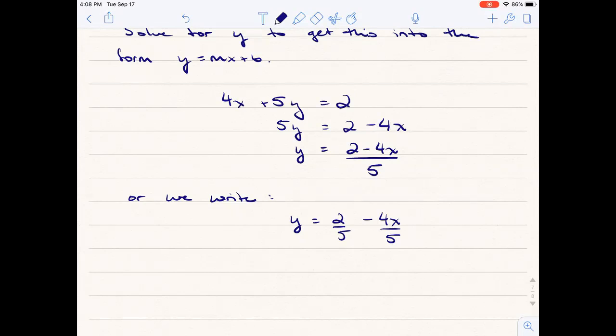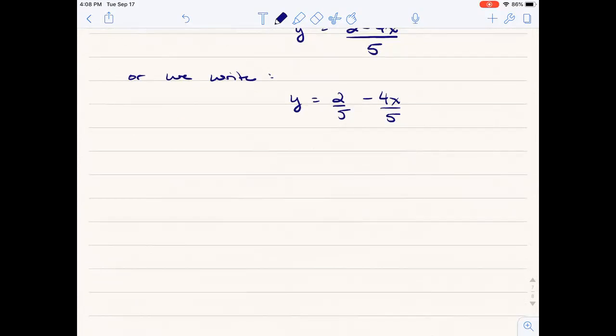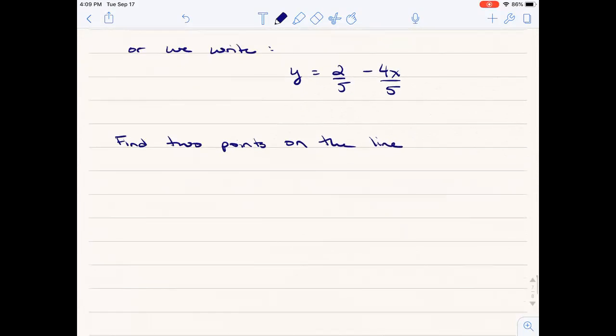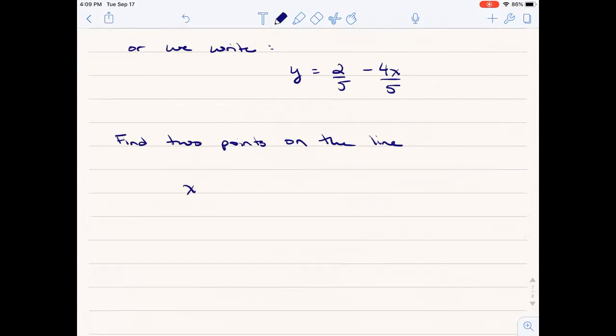Okay. So this is not as pretty as the 2x plus 1, right? But it wasn't meant to last. So now we have to deal with these trickier ones, right? But the procedure stays the same. We're going to find 2 points on this line, right? And here we're going to pick convenient points of x again. And so find 2 points on the line. I'll set up that table again. X on one side, y on the other. Y, I'm just reminding myself, is 2 over 5 minus 4x over 5.